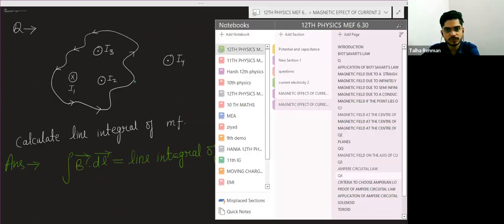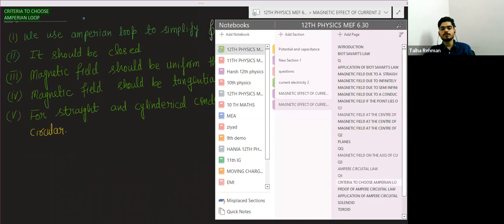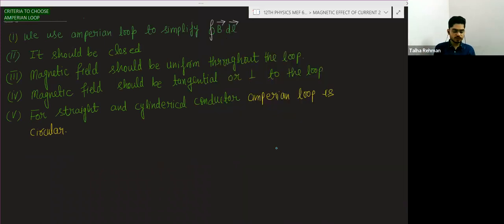So we have done this question also. So line integral we have just calculated now, and so now if you have a straight wire, you have chosen a circular Amperian loop. Now there are some criteria to choose the loop. So the Amperian loop you can choose can be the square loop, can be the circular loop. In 90% cases, we will take the square loop.